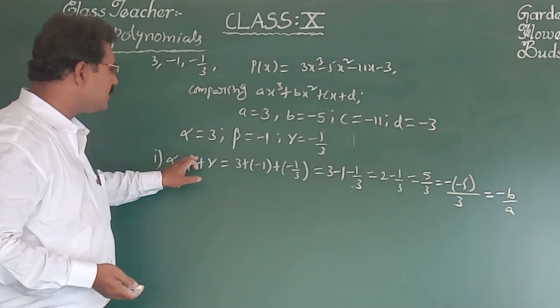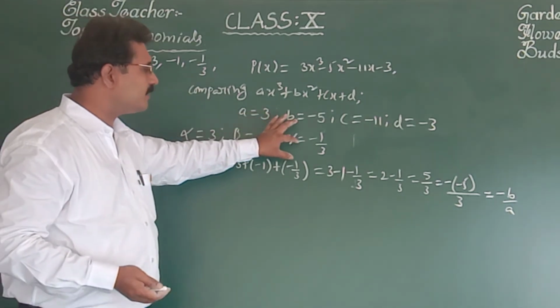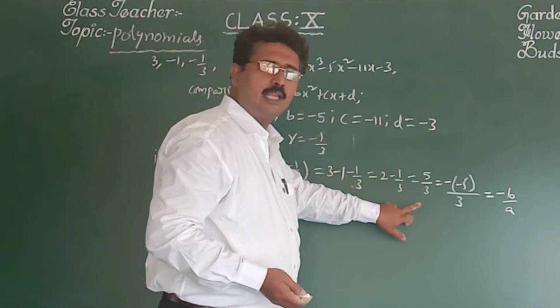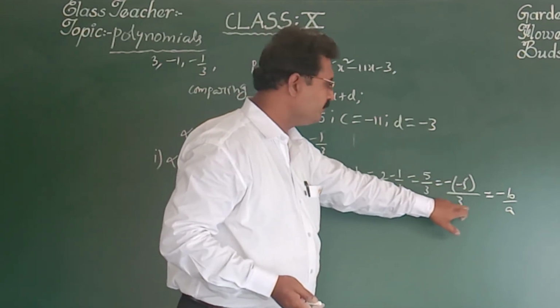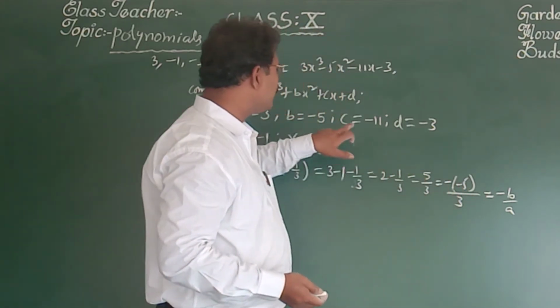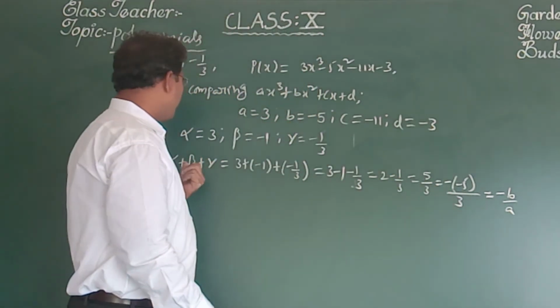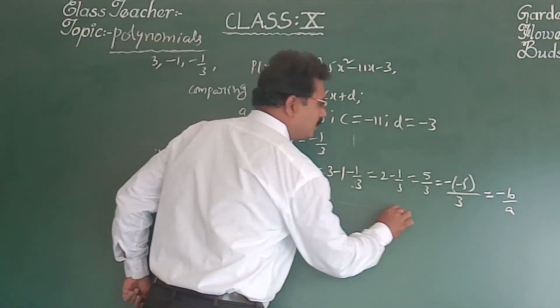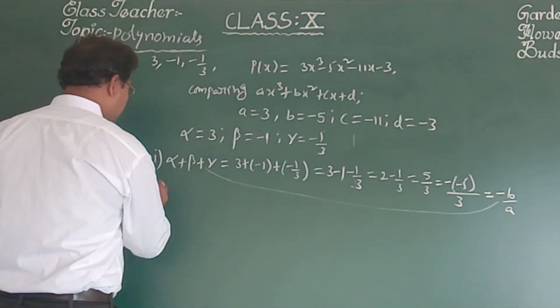Therefore alpha plus beta plus gamma, if you substitute the sum of the roots, 3 plus of minus 1 plus minus 1 by 3, what we got here is 5 by 3. 5 by 3 can be written as minus of minus 5 by 3. But minus of, what is minus 5? B by, what is 3? A. So that's why alpha plus beta plus gamma is equal to minus B by A. Hence verified. Next, second one.